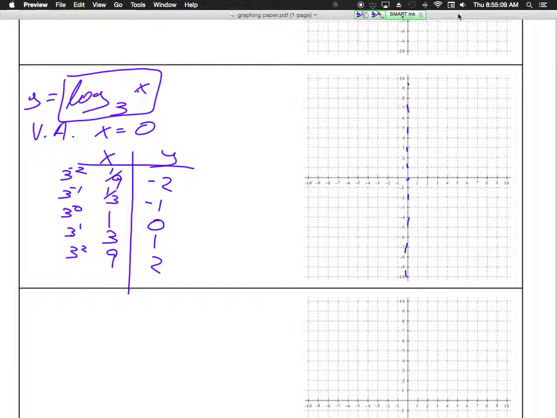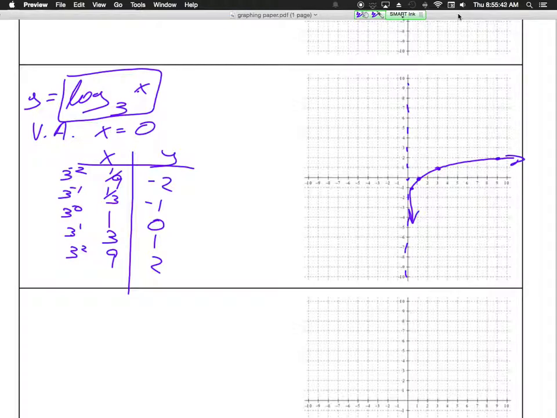I have 1/9 and -2. 1/9 is too small, so I'm not going to worry about graphing that one. 1/3 and -1, I can graph that one. So 1/3 and -1 would be about right there. 1, 0 is there. 3, 1 is there. And 9, 2 puts me there. Okay? So that would be there, and then this would go down that direction.